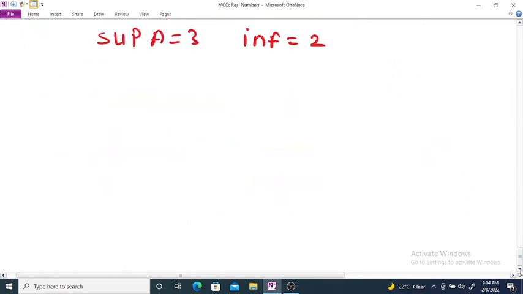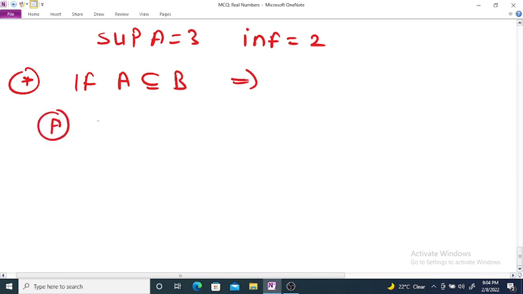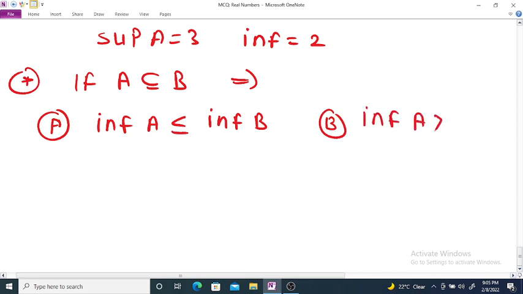The next example: if A is a subset of B, then option A: infimum of A is less than or equal to infimum of B. Option B: infimum of A is greater than infimum of B.